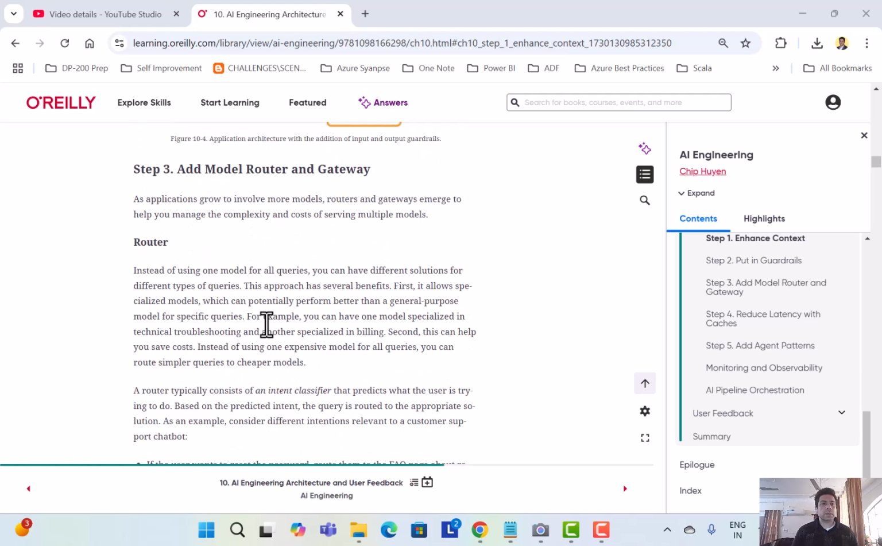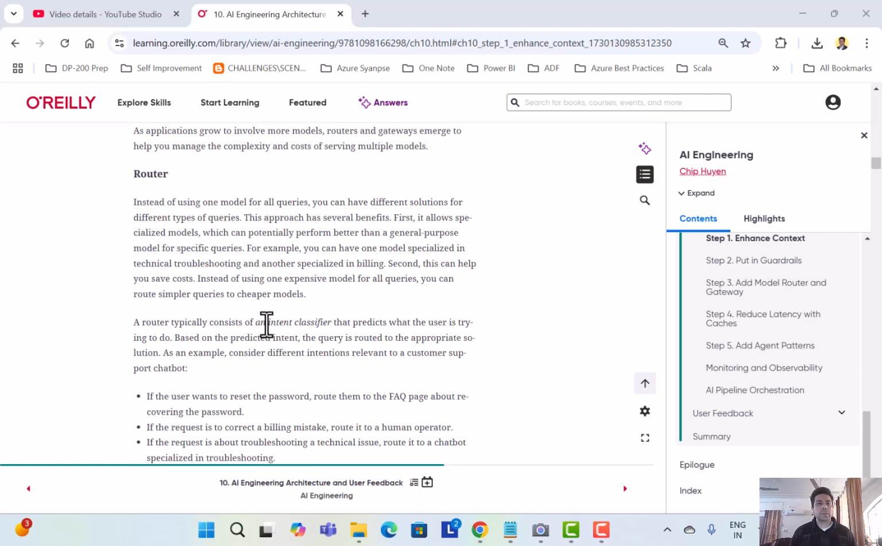So let's read through. As applications grow to involve more models, routers and gateways emerge to help you manage the complexity and cost of serving multiple models. Router: instead of using one model for all queries, you can have different solutions for different types of queries. This approach has several benefits. First, it allows specialized models which can potentially perform better than a general purpose model for specific queries. For example, you can have one model specialized in technical troubleshooting and another specialized in billing. Second, this can help you save costs. Instead of using one expensive model for all your queries, you can route simpler queries to cheaper models.